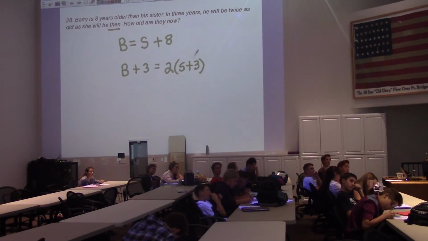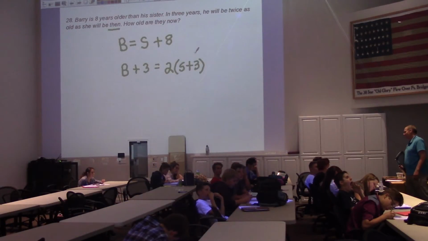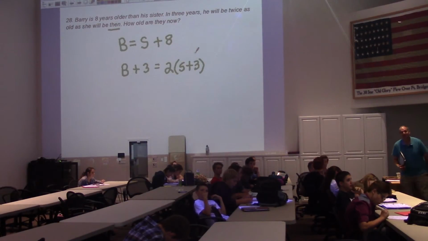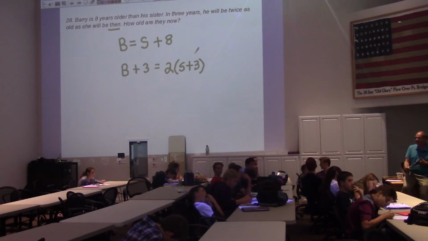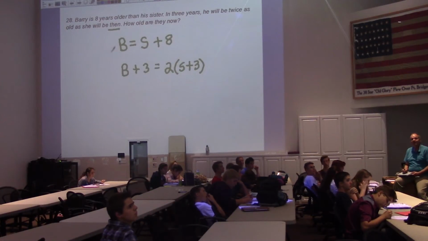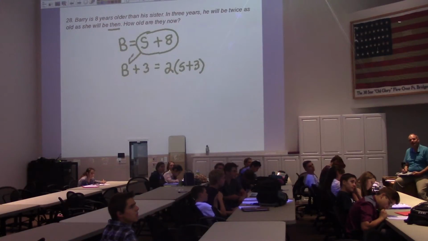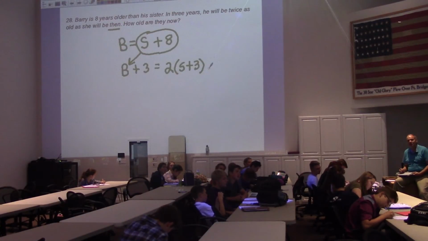Hey, can you guys solve the system for me without my help? Can you guys solve it? Is it built for substitution or elimination? How's it built? It's built for substitution, right? So you can plug this in and try and solve it. Plug it in right there and solve for the sister's age.